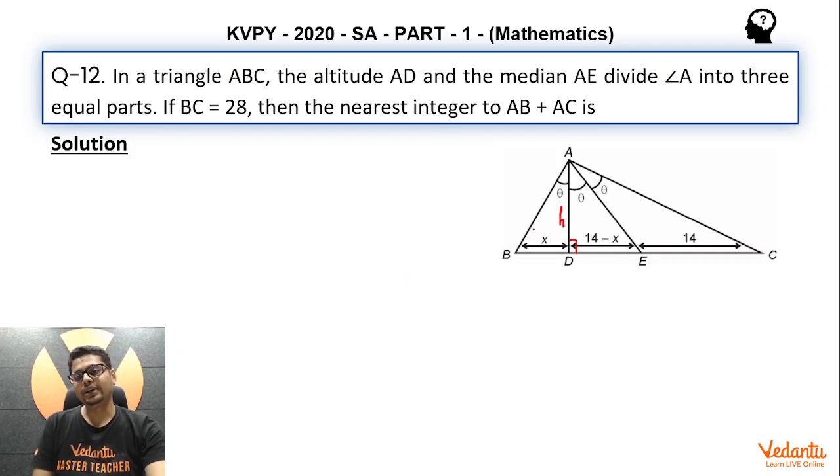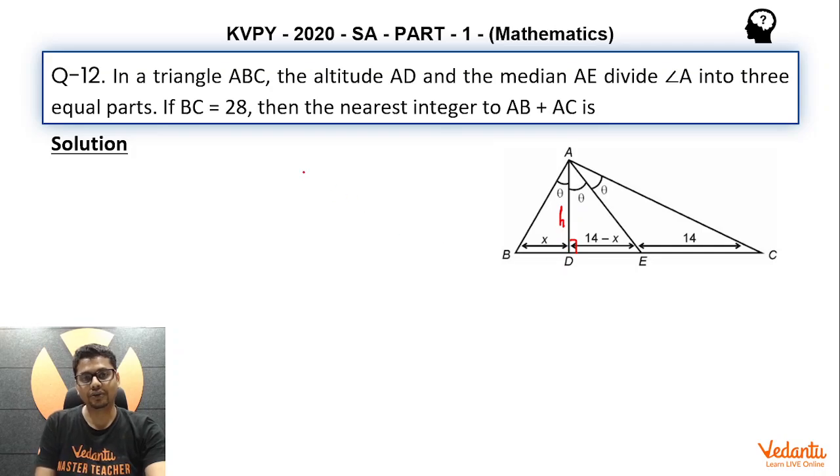Now if you see carefully, triangle ABE is like an isosceles triangle. Why? Because the altitude dropped from vertex A also bisects the angle A. So that means x should be equal to 14 minus x. That means 2x should be 14, x should be 7.